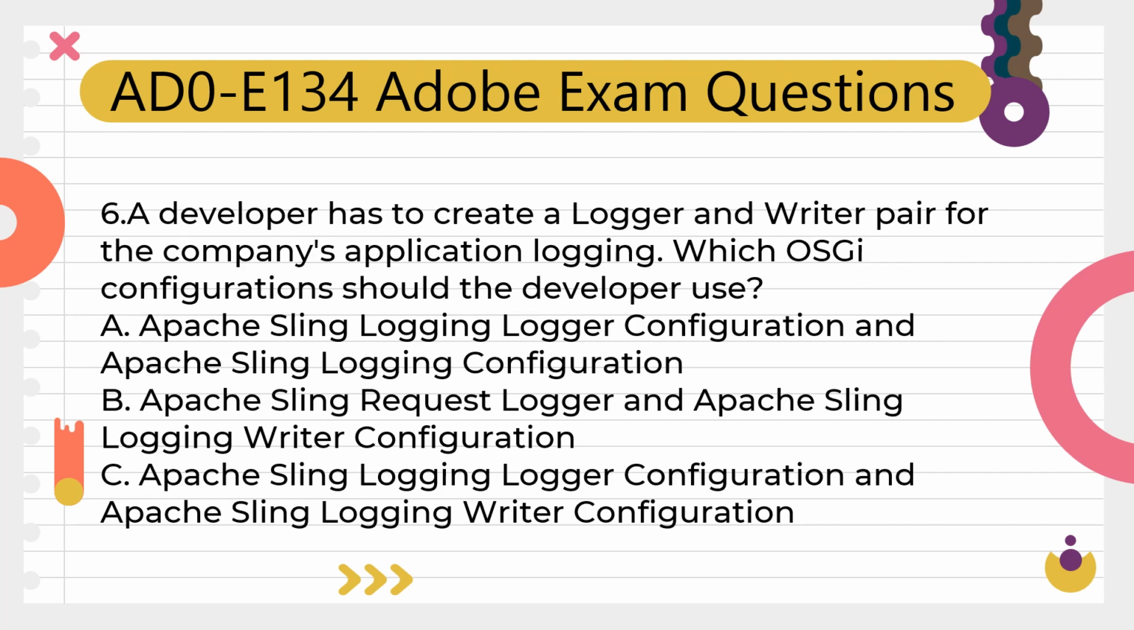6. A developer has to create a logger and writer pair for the company's application logging. Which OSGI configurations should the developer use? A. Apache Sling Logging Logger configuration and Apache Sling Logging configuration. B. Apache Sling Request Logger and Apache Sling Logging Writer configuration. C. Apache Sling Logging Logger configuration and Apache Sling Logging Writer configuration.